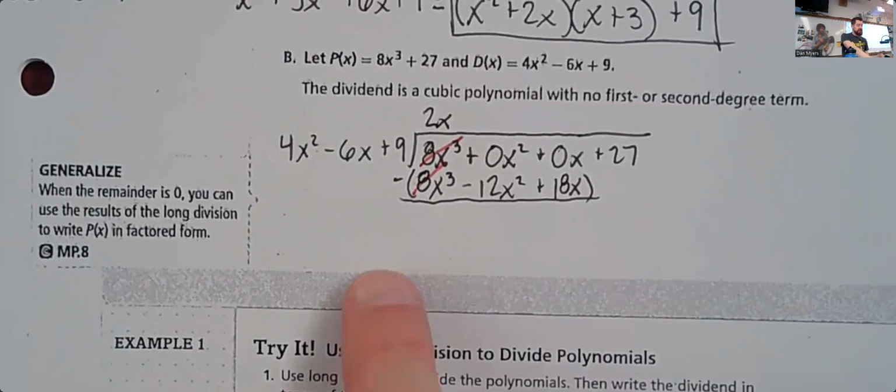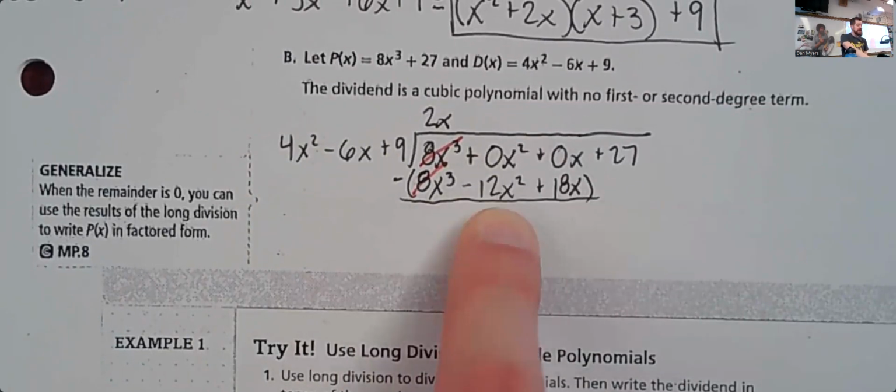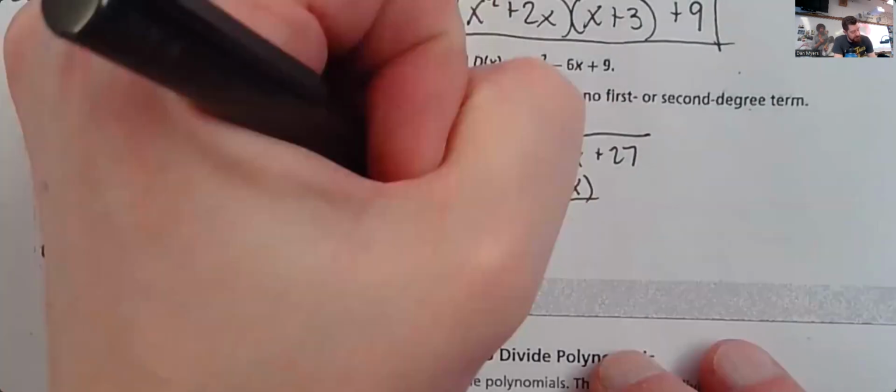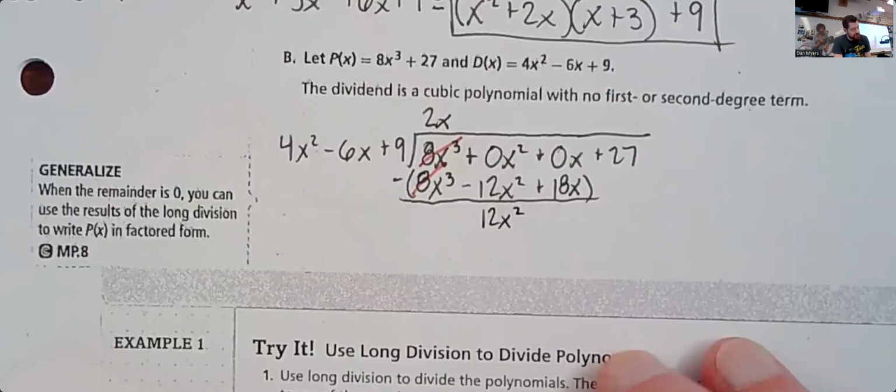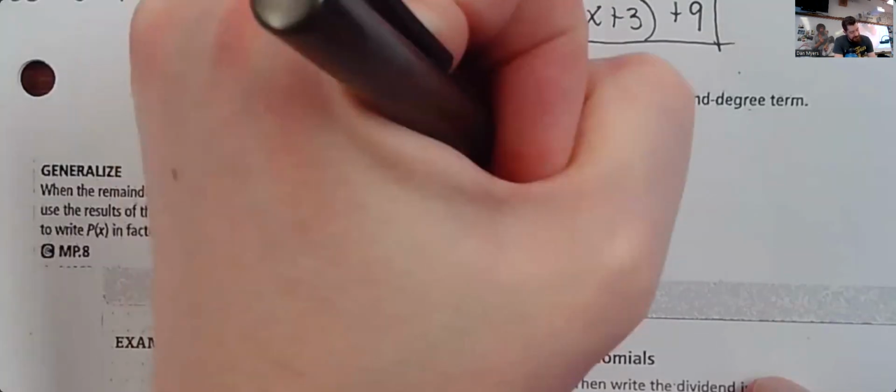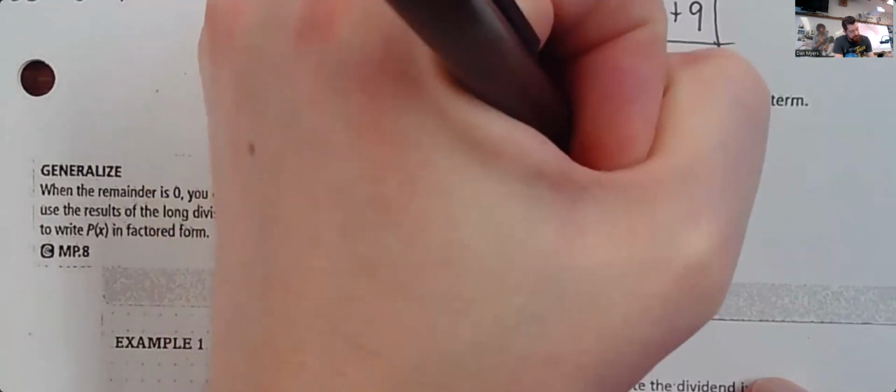And this is the importance of putting the parentheses with the minus on the outside, because we are not subtracting 12, we are subtracting negative 12. That's a positive 12x squared. Yeah, so we're just going to write 12x squared. And then 0 minus 18 would be minus 18x, and then bring down the 27, plus 27.